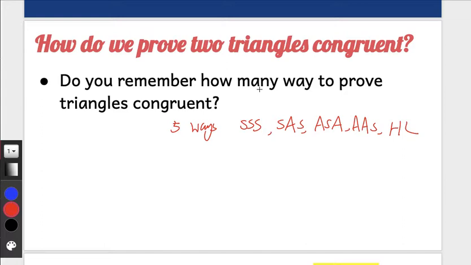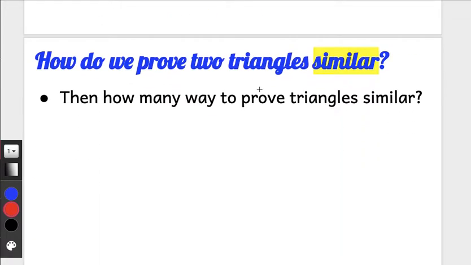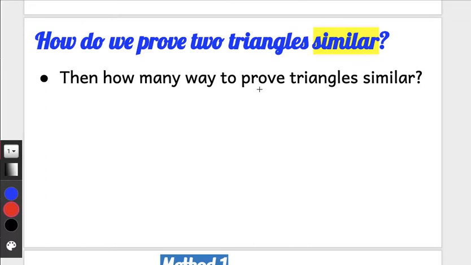Then today, since we're talking about similar triangles this unit, we also have methods to prove triangles similar. Then you may wonder, how many methods can we use to prove triangles similar? So there are actually 3 ways. So you may wonder why there are fewer ways. So let's check each method here to see what the differences are compared to proving triangles congruent.